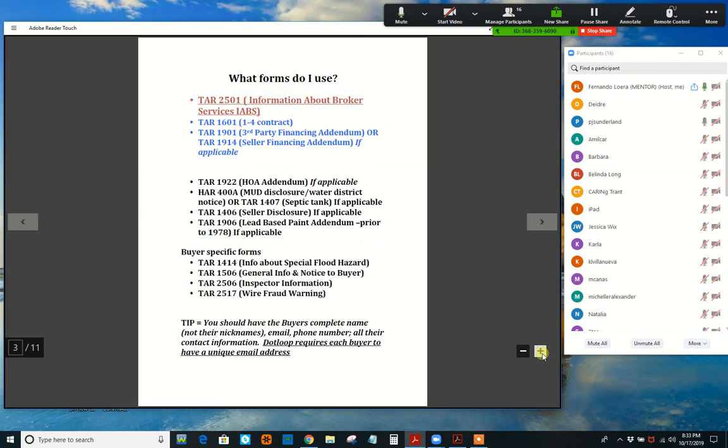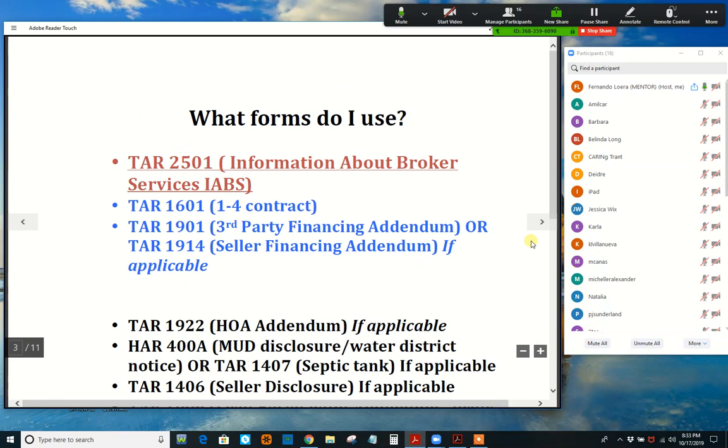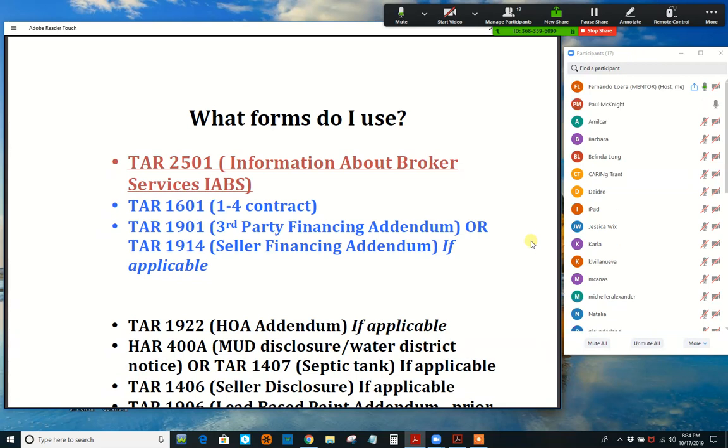So what forms do we use? This is a typical question, especially when you're a new agent. It's kind of confusing. You're not sure what forms are there that you need to use specifically. Of course, I have these colors on this lettering done a certain way here because of the importance. The first one is the information about broker services, which we also call an IABS. This is so important to have as the primary document.